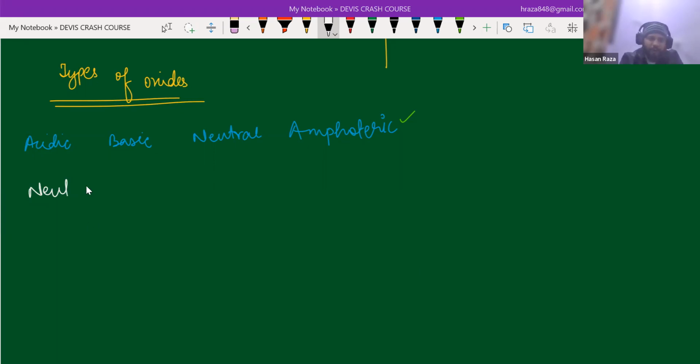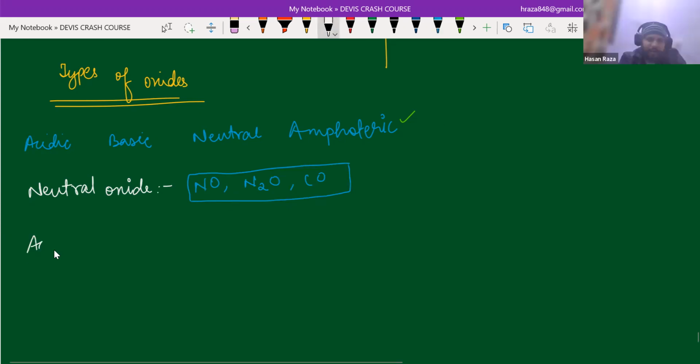Neutral oxide is basically very countable. It is 3: NO, nitrogen monoxide, N2O, dinitrogen oxide, and CO. These 3 are neutral oxides. Always remember this.